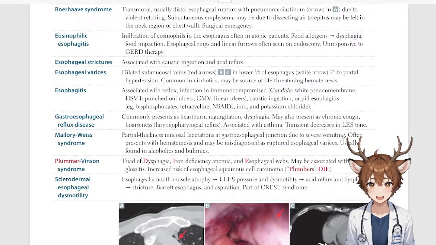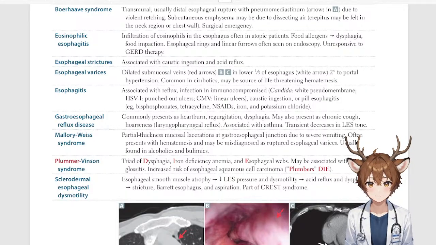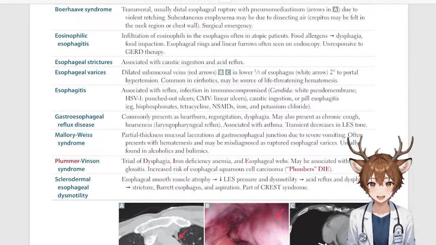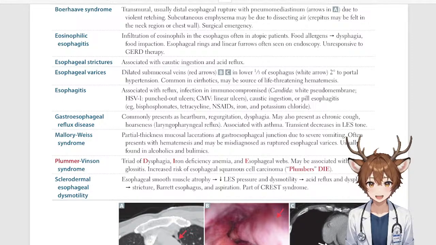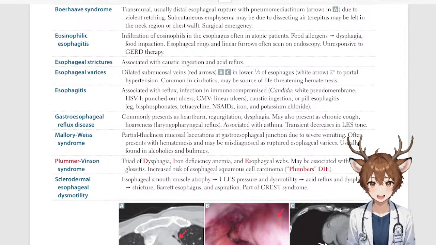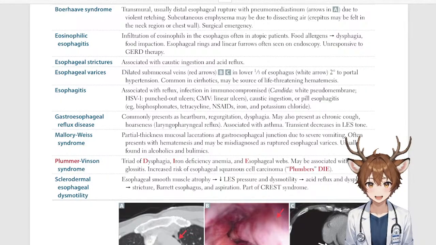I can read Boerhaave for you in your old book. Transmural, usually distal esophageal rupture with the pneumomediastinum, with the arrow picture for that. Due to the violent retching, subcutaneous emphysema may be due to dissecting air. Crepitus may be felt in the neck region or chest wall. Surgical emergency.